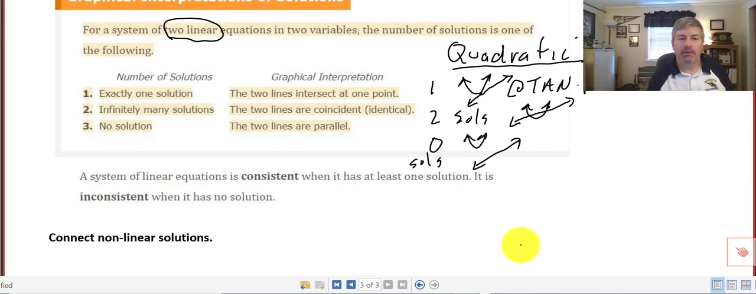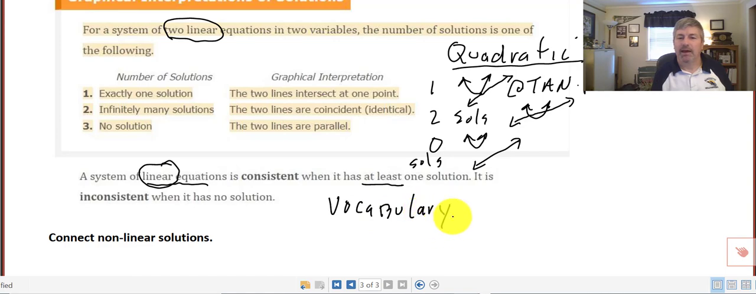We'll wrap it up here with a little bit of vocabulary. A system of linear equations, so two lines, is consistent when it has at least one solution. In this case, with our quadratic and our linear, it is also consistent because we have at least one solution. We had two solutions. Or it's inconsistent when there is no solution. So a little bit of vocab there for you to keep in mind. You might see that as well. So that was an introduction to the substitution method, and we'll get some more practice with that when I see you in class.